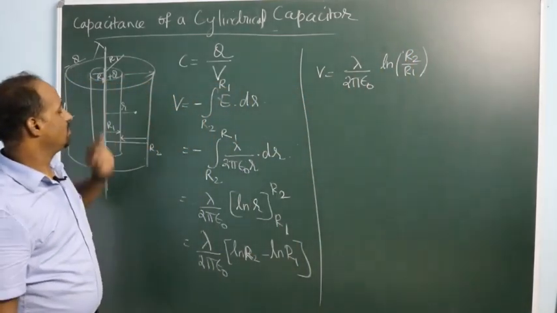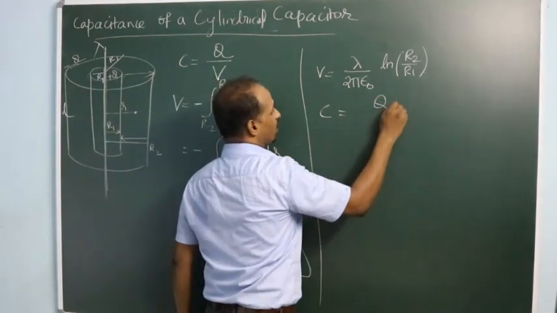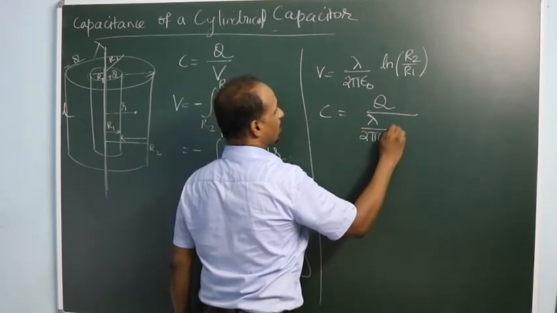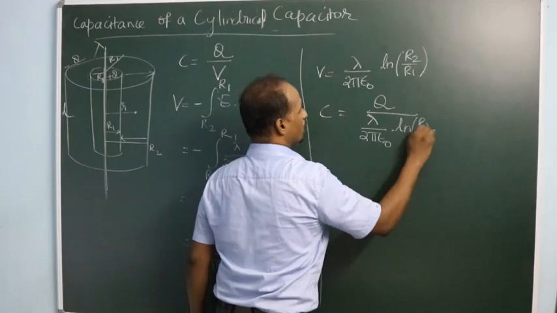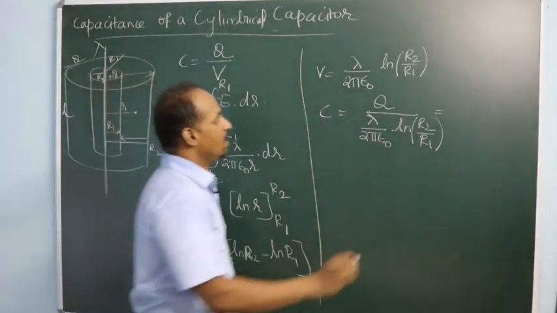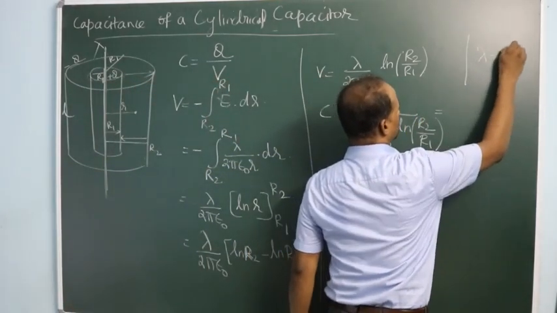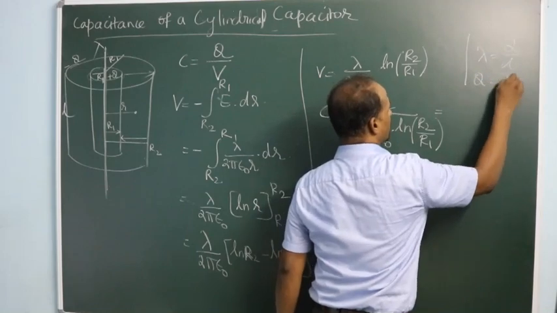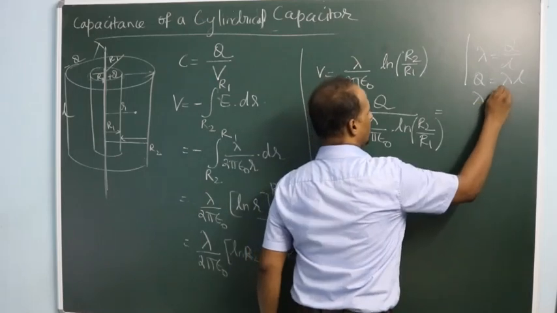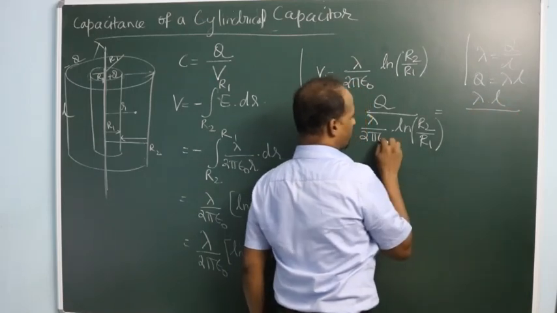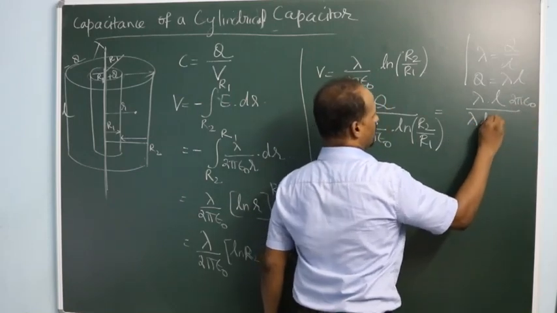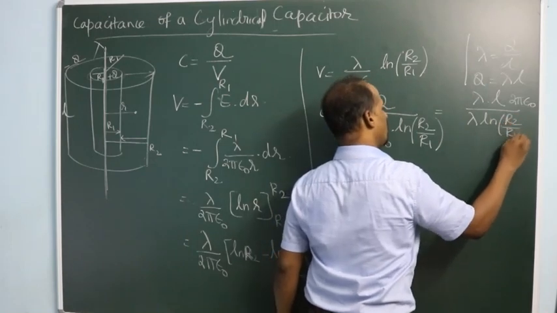Then what is the capacitance of this setup? Capacitance is charge by potential difference. The potential difference is lambda by 2 pi epsilon naught into natural logarithm of R2 by R1. Lambda is the linear charge density, which means lambda is equal to charge by length. Then the charge will be equal to lambda into L. If you substitute it over here, this will be lambda into L divided by lambda by 2 pi epsilon naught into natural logarithm of R2 by R1, so lambda cancels and 2 pi epsilon naught goes up.